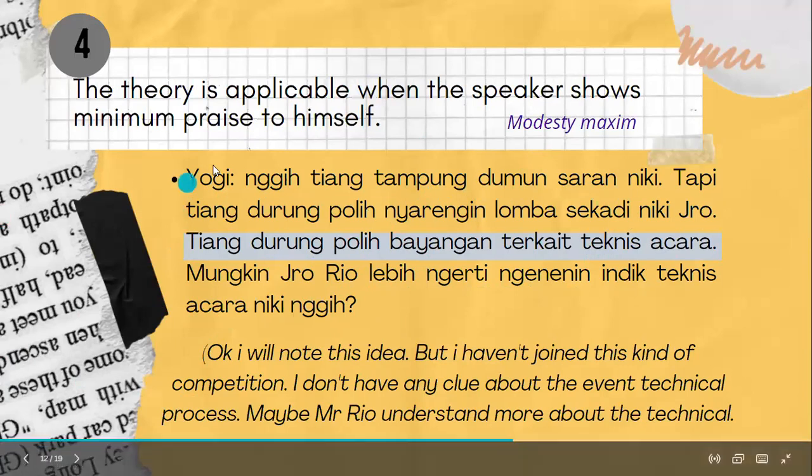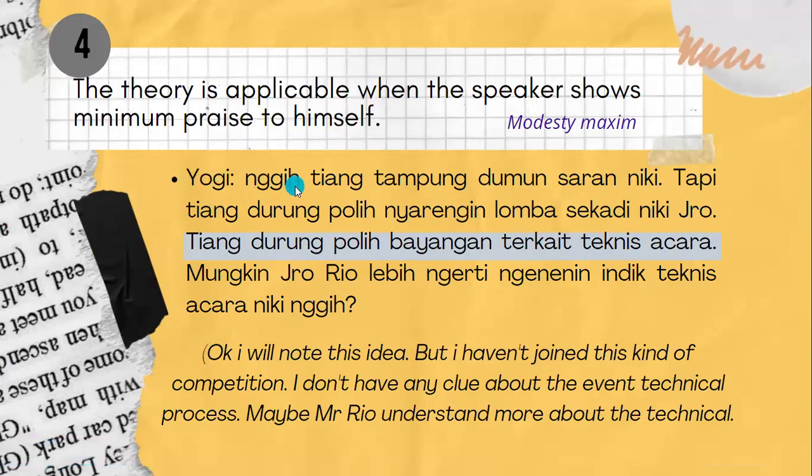So the speaker here is showing minimum praise to himself by uttering "tiang durung poleh bayangan terkait teknis acara." By uttering this, Yogi confirms that he has no clue or no imagination about the event. So it feels like he is inferior compared to the hearer.